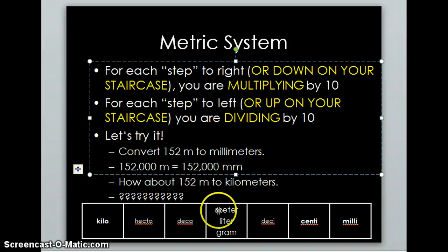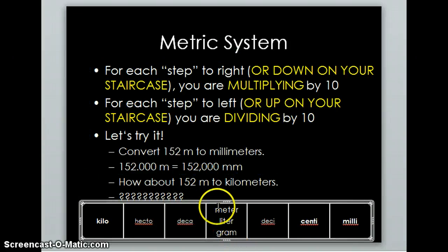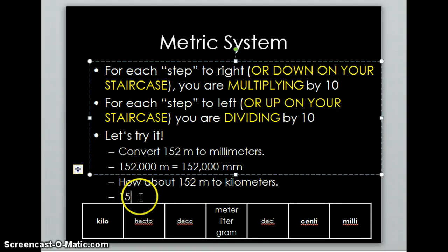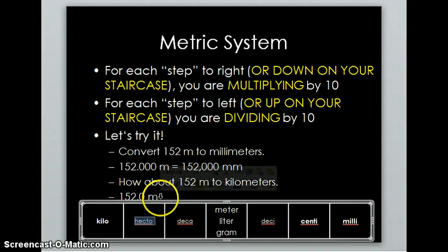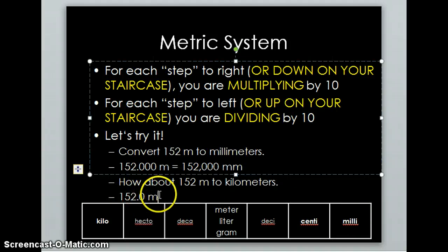Then if we wanted to go to kilometers, we do the same thing. We start at meter here, and we count how many steps it takes us to get to kilo. 1, 2, 3 steps to get to kilometers. So we take our 152 with the decimal on the end, meters. Now we're going to move the decimal to the left. So we're going to start where our decimal is, and we're going to go 1, 2, 3 places. That means that the decimal is going to end up at the front. So to go from meters to kilometers, it's going to be 0.152 kilometers.